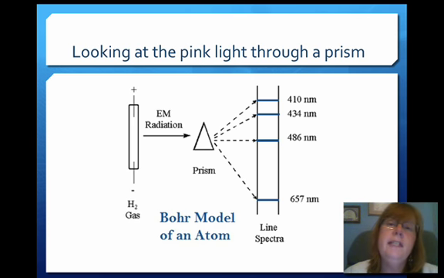Well, when they looked at this pink light through a prism, they didn't see what they expected to see. Now remember, Isaac Newton had looked at white light through a prism, and he saw a continuous spectrum of all the colors of the rainbow. So he saw red, orange, yellow, green, blue, indigo, and violet. But that's not what they saw when they had these excited hydrogen atoms. What they saw when they looked at this pink light through a prism is 4 lines of very specific colors.